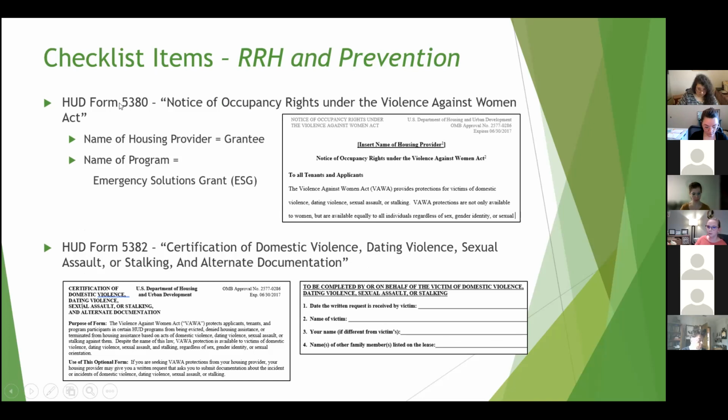These are just examples of the forms. The first form, the 5380, is the notice of occupancy rights under VAWA. This is a HUD form that you can edit, and you can put in the housing provider, which is you, the grantee, and then the name of the program. You could put ESG, rapid rehousing, or whatever program name you have. And the other form, the 5382, is the form that the person would actually fill out if they were going to make use of their rights under VAWA. The main thing is they have to be provided these two things.